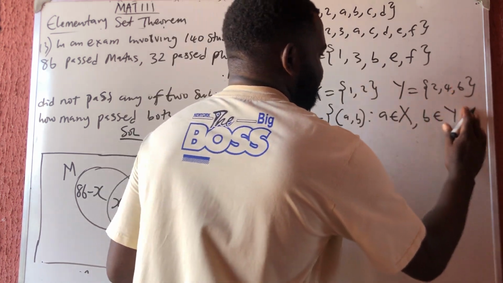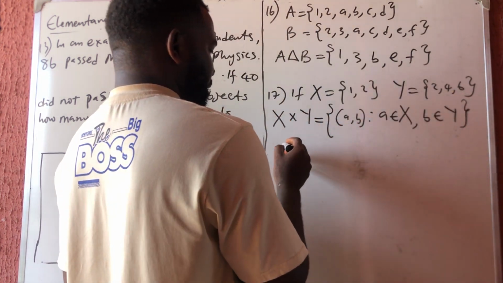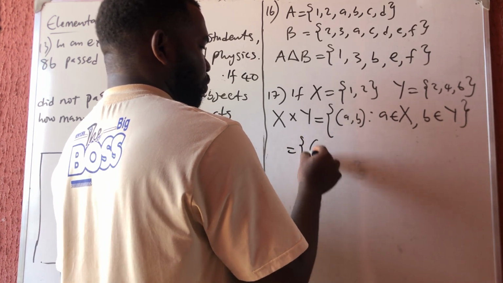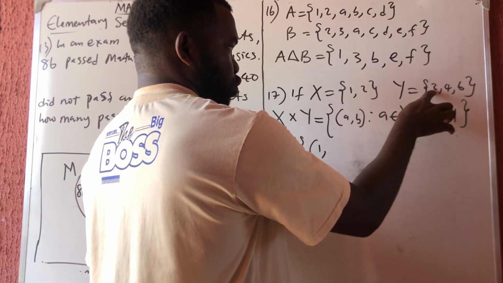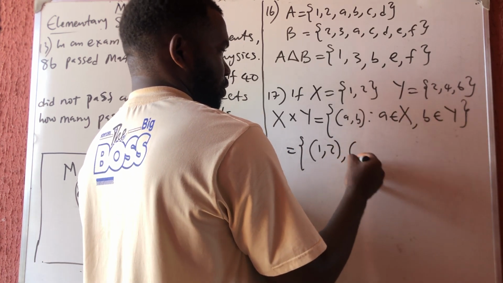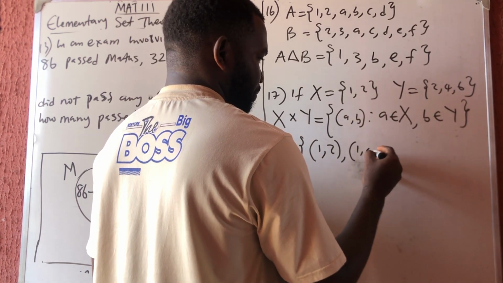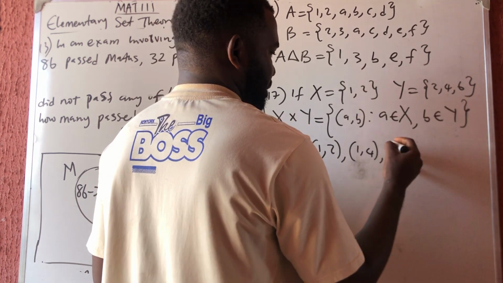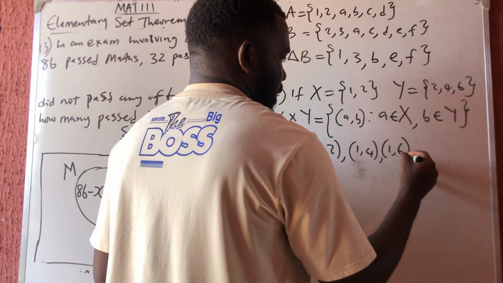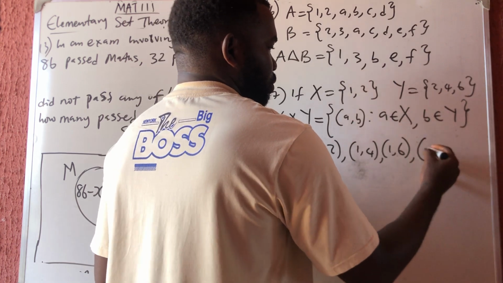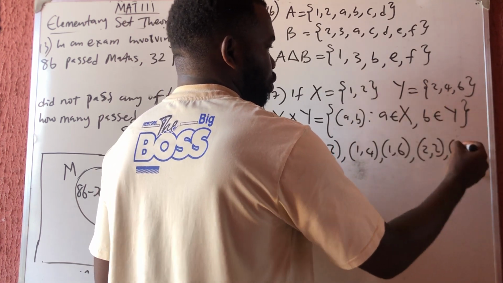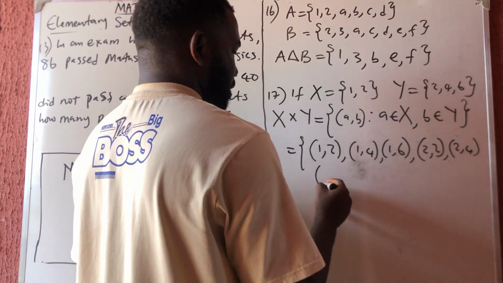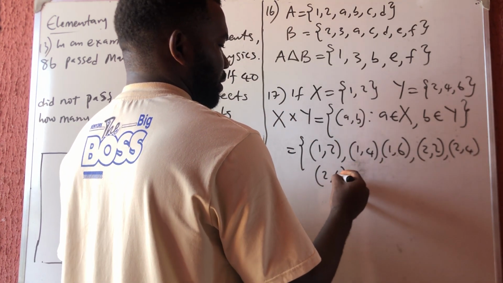So what does it mean? This is equal to the set of, we combine 1 with everybody: (1, 2), (1, 4), (1, 6). I'm done with 1. I'll move to the next one: (2, 2), (2, 4), and finally (2, 6). Are you getting it?